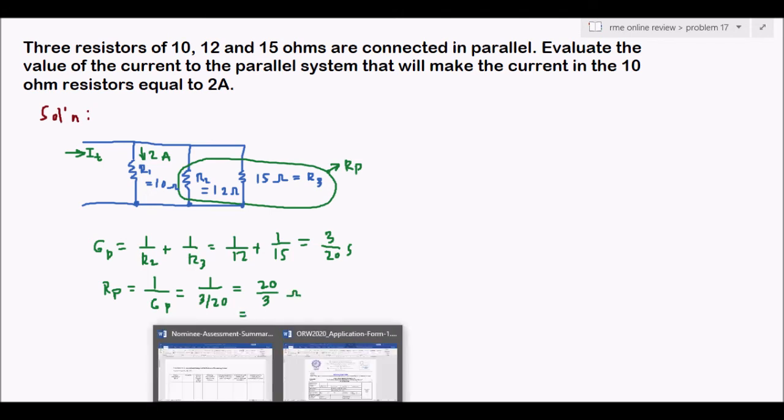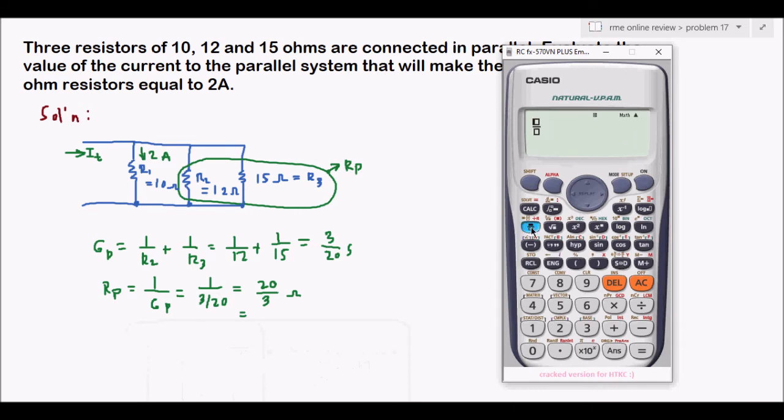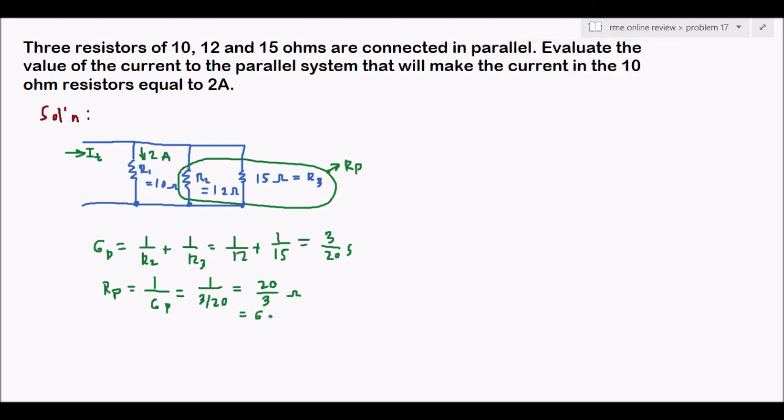Or we could have this one in decimal. Okay, so where is the calculator? So 20 over 3 is equal to 6.66, or 6.6 ohms. Okay, we could use either of the two, but to have a consistent approach, we will use the fraction. So our circuit now will become like this one.